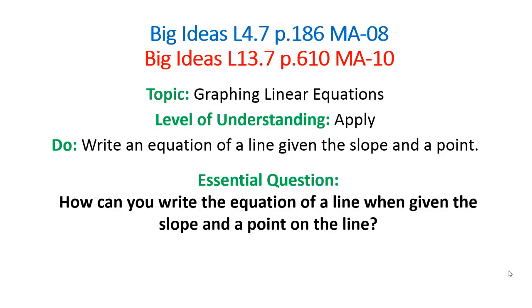And we're going to be given the slope and a point on that line. So when it says a point is a point on that line, ladies and gentlemen, our essential question: how can you write the equation of a line when given the slope? We know that slope is m, and a point on the line. So we're going to pick some point x and y, and we're going to call that x1, y1, because there's many points on that line. We're just choosing that one. So we're calling it x1, y1.